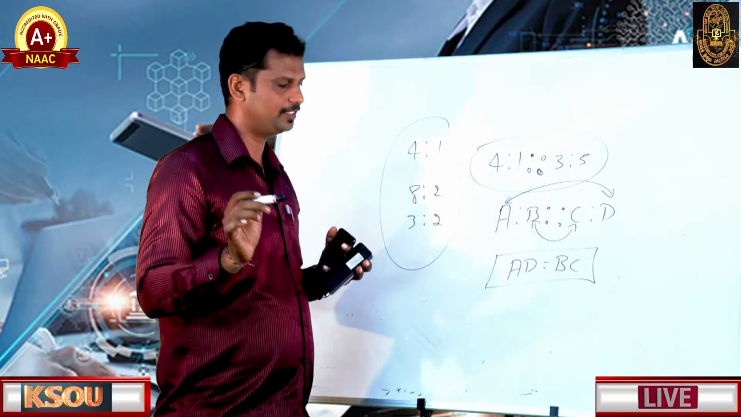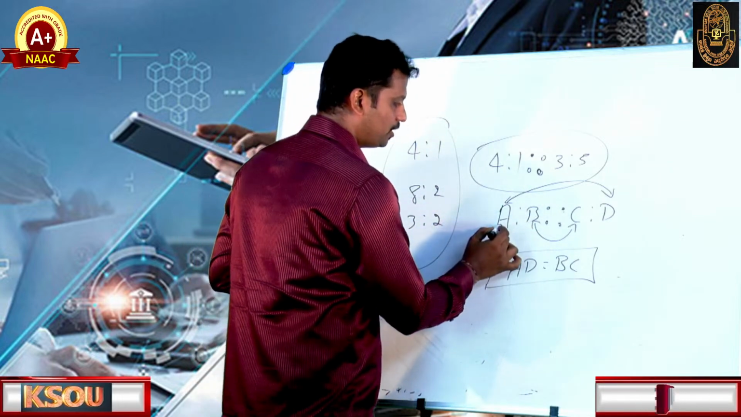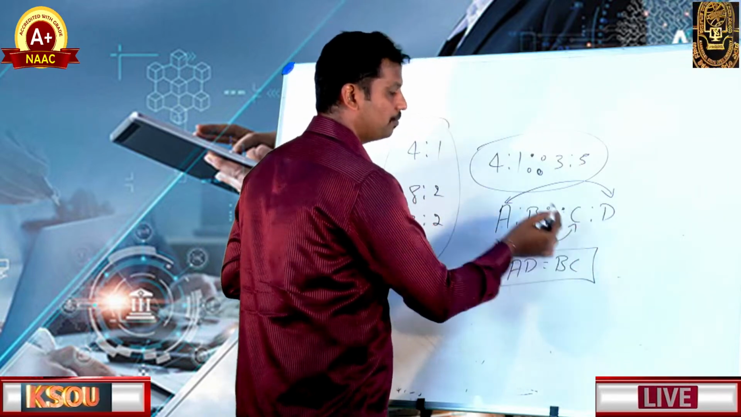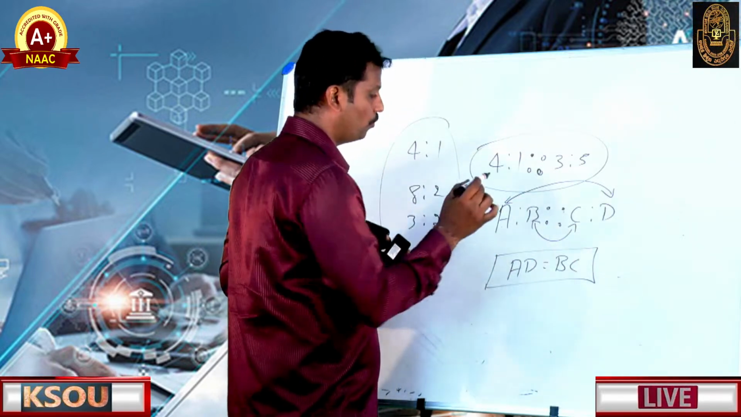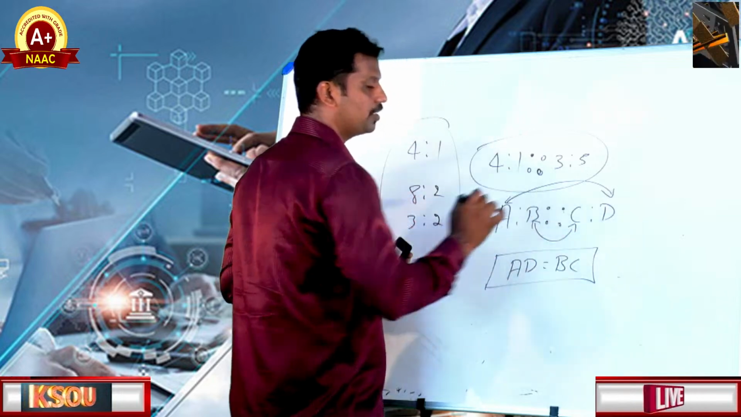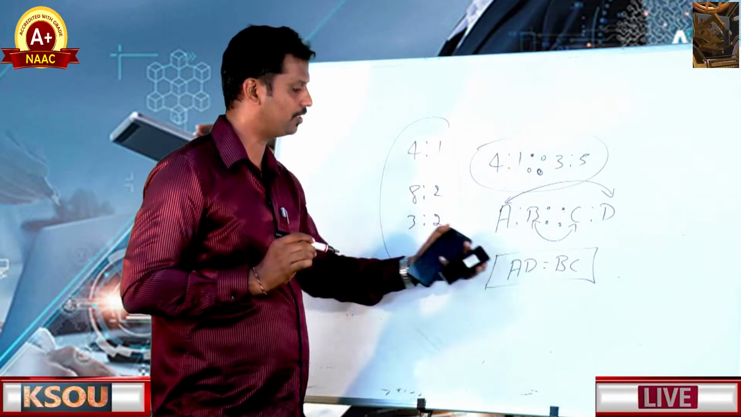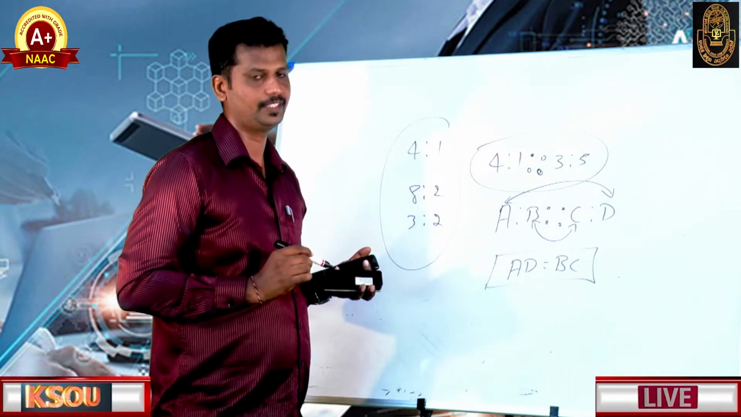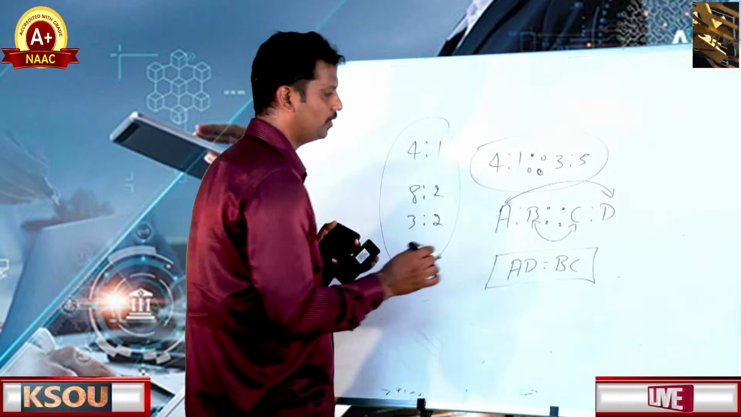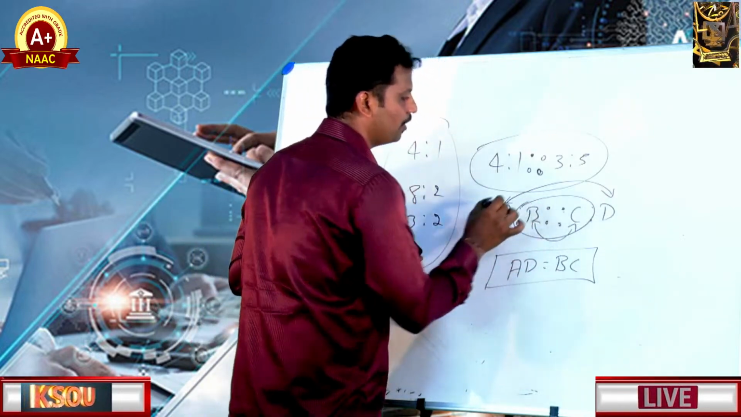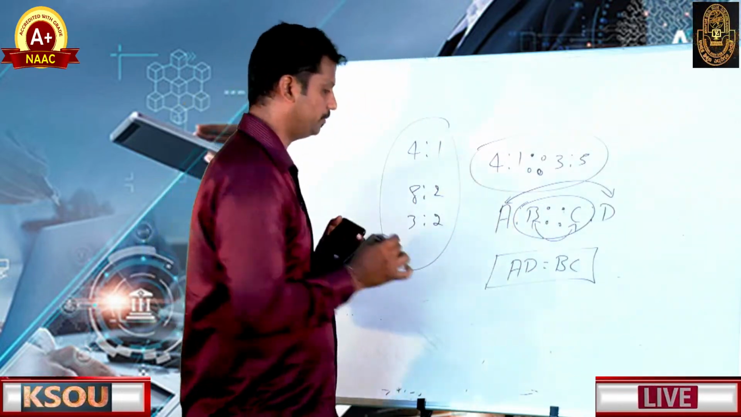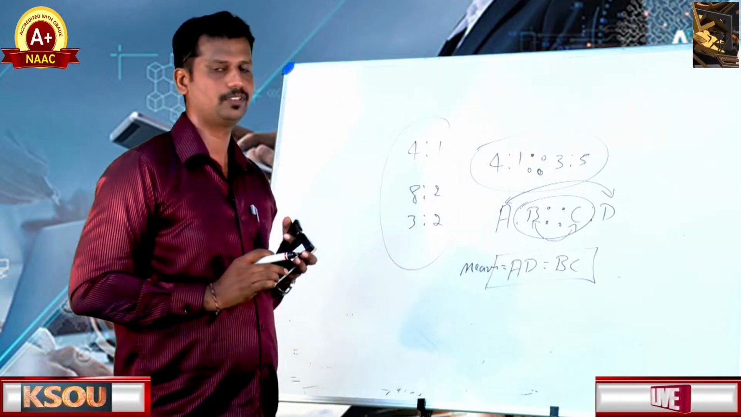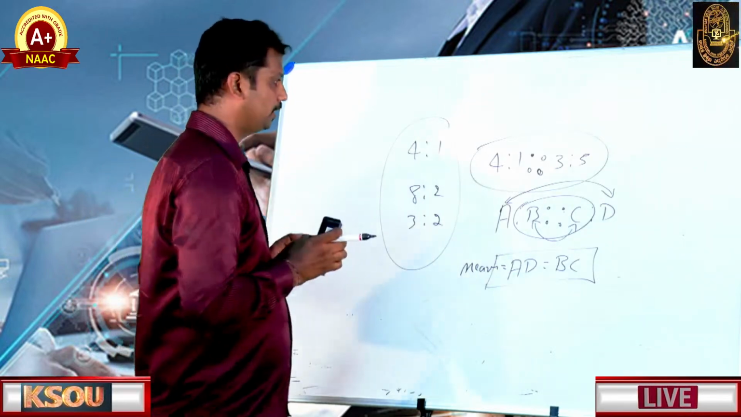In the proportion, the first ratio's second number into the second ratio's first number is equal to the first ratio's first number and the second ratio's second number. That is, the equation is AD equals BC. Clear now? Okay. So this is called the mean value, the middle value. Okay, clear now? I think very clear.